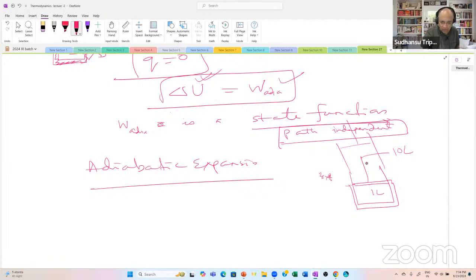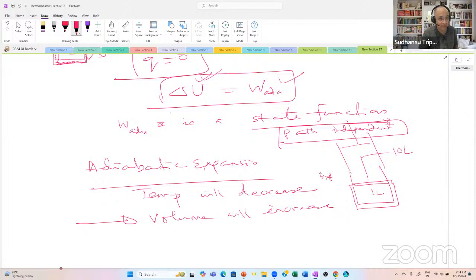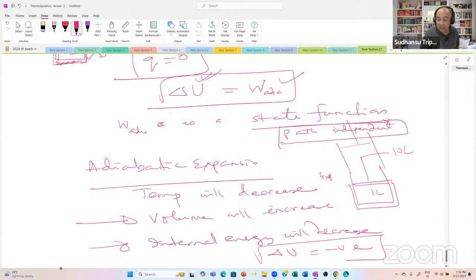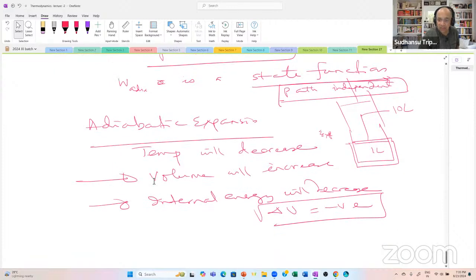So temperature will decrease, volume will be more. Obviously, you are doing expansion, so volume definitely will increase. Temperature will decrease because internal energy will decrease. And if we compare between final and initial, del U will be negative. Decrease means the change from final minus initial will be negative, no doubt about it. Final minus initial is the change.